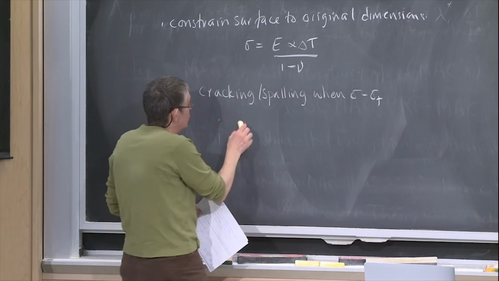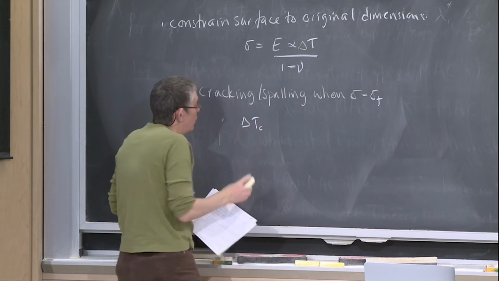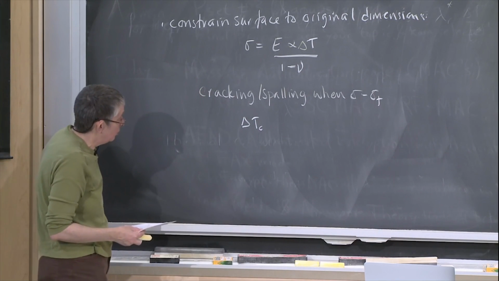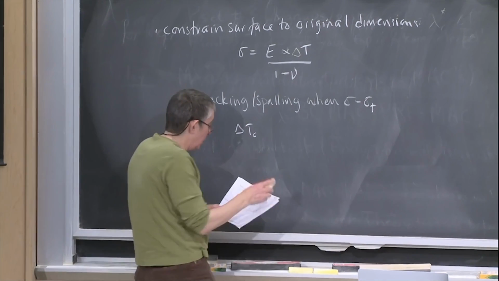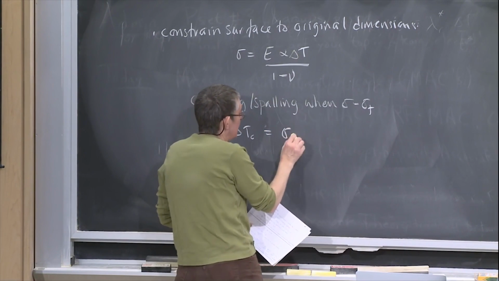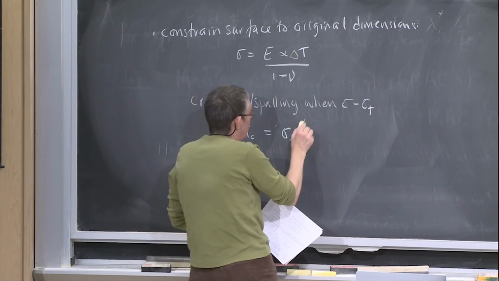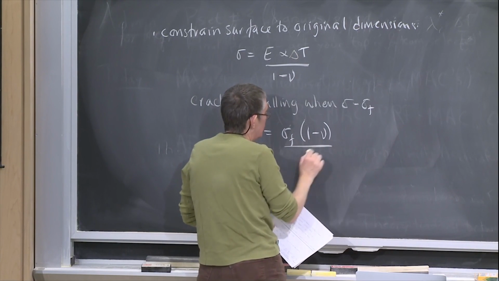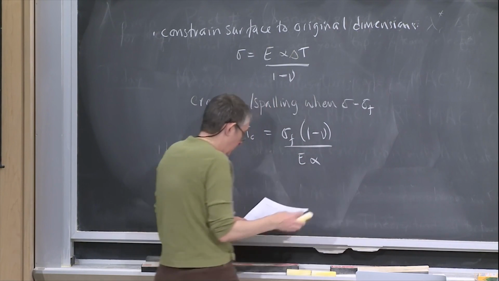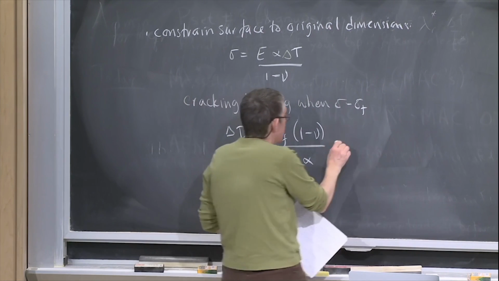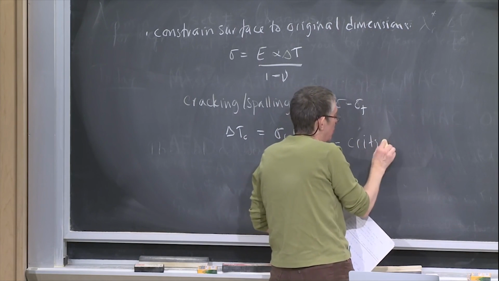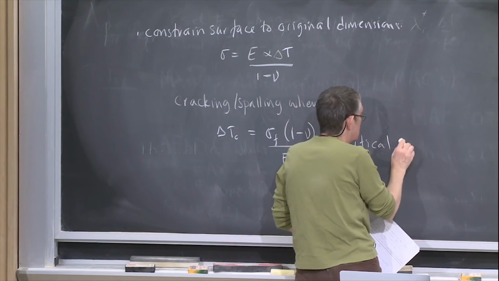And so I can rearrange this and solve for the critical delta T that you can withstand without getting cracking. So if I just rearrange this and say sigma is equal to sigma f, it would be sigma f times 1 minus nu over E and over alpha. So that's the critical change in temperature to just cause cracking.